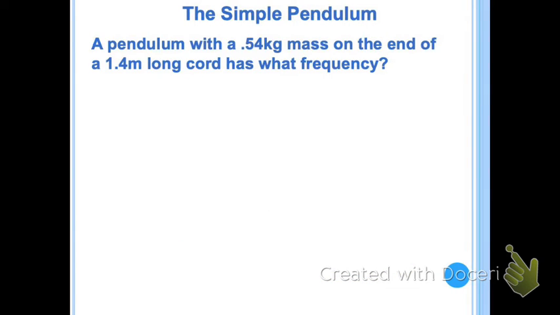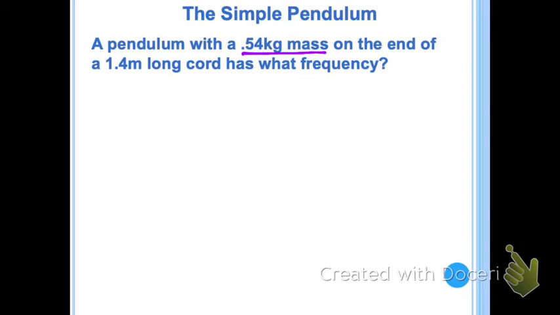All right, so let's try one. Very simple, all right? We're just plugging it into that equation. That's really it, okay? A pendulum with a 0.45 kilogram mass on the end of a 1.4 meter long cord has what frequency, right? Well, what did we just say about the mass on the end? It really doesn't affect our problem, okay? So don't get thrown off. They're like, I'm given a mass, but I don't need it. That's true. You just don't need it, okay?